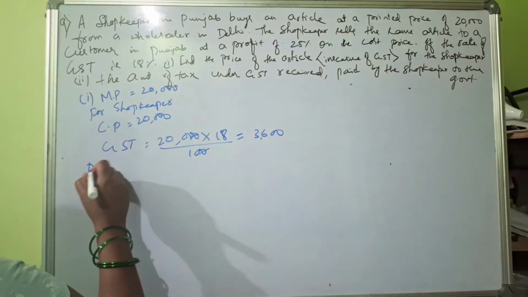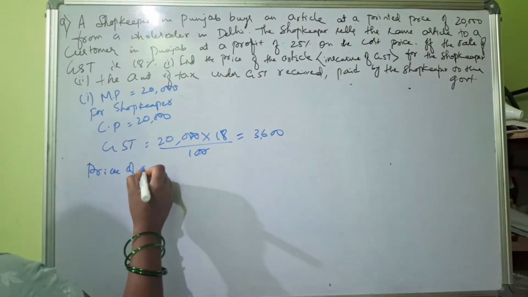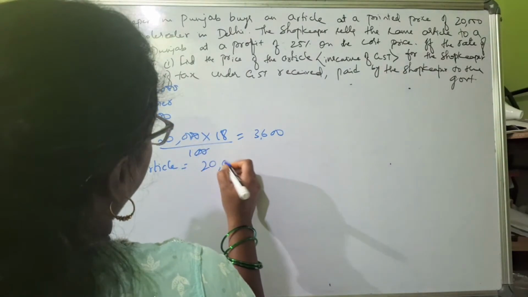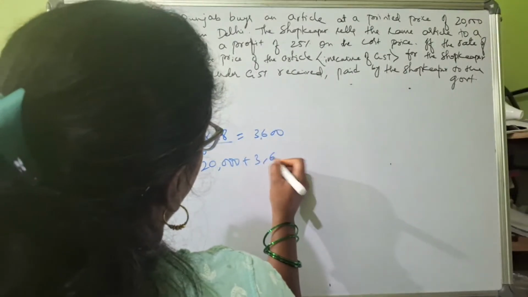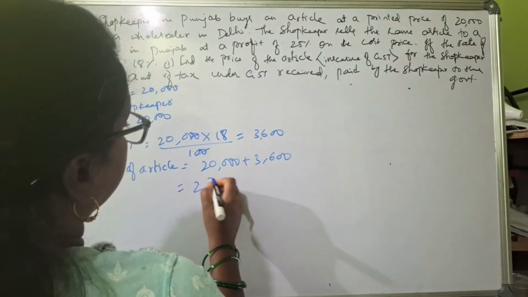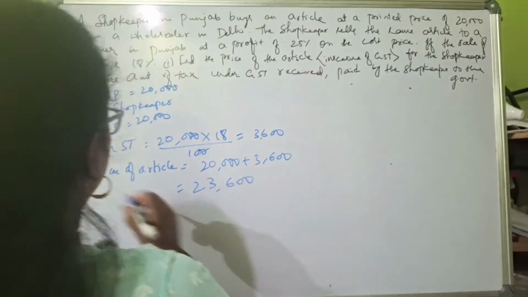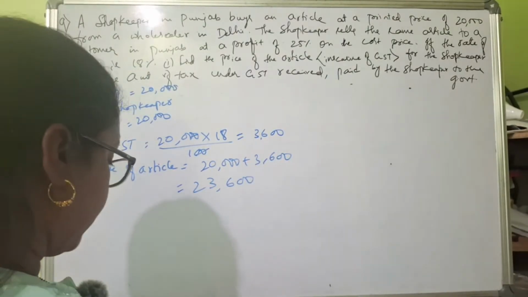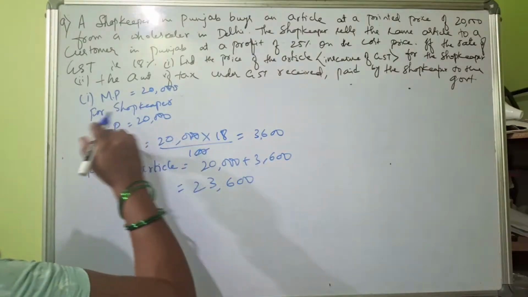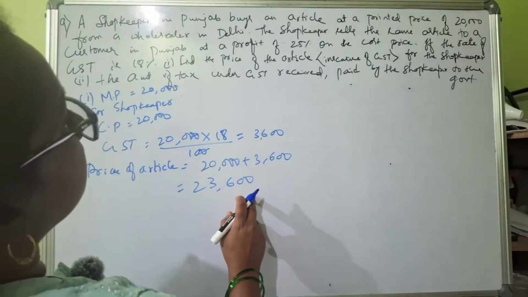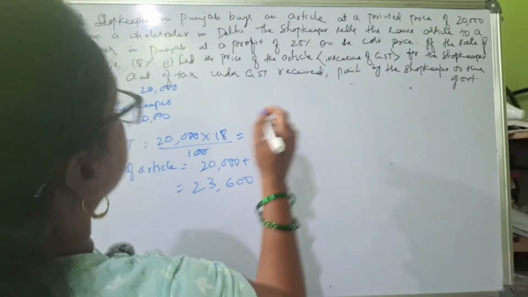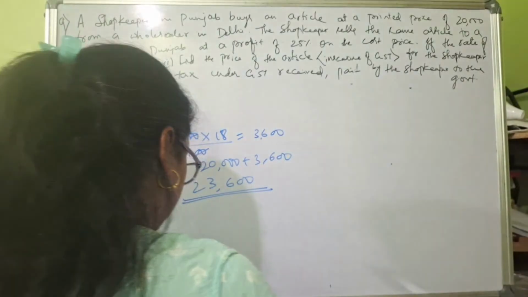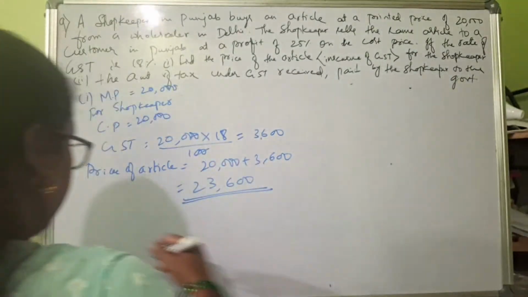So the price of the article is equal to 20,000 plus 3,600, which is equal to 23,600. This is the price of the article inclusive of GST for the shopkeeper. And this is the final answer for the first question.